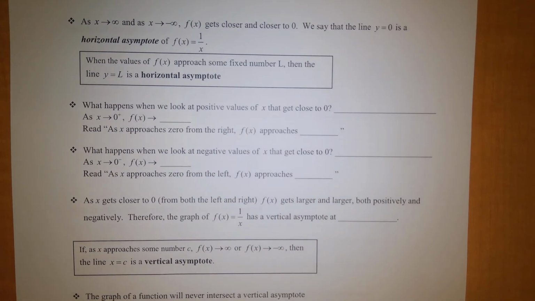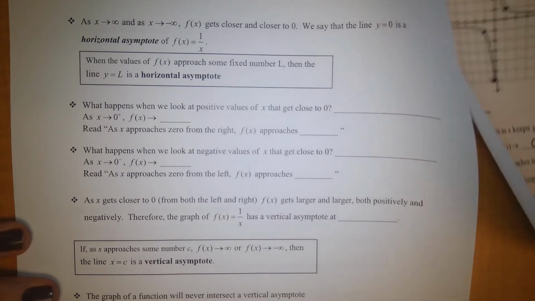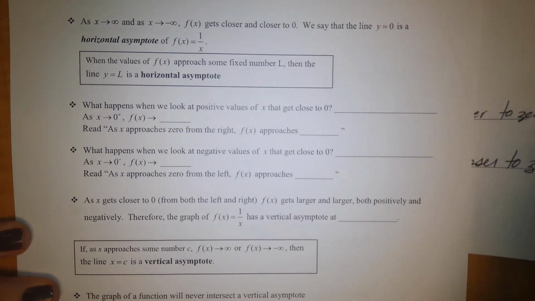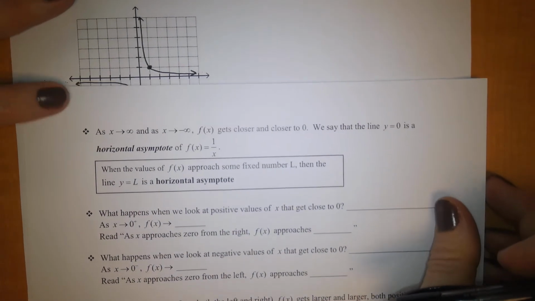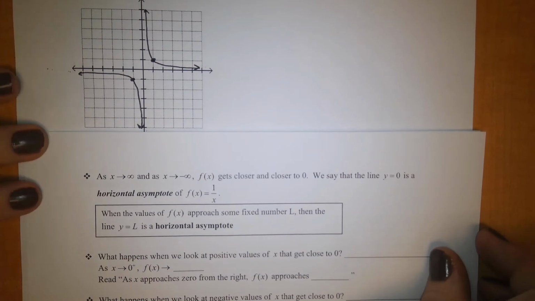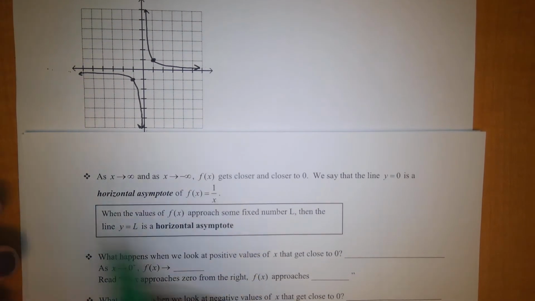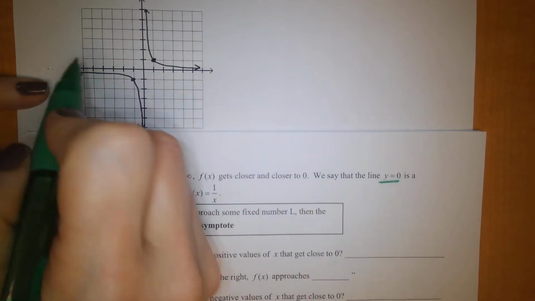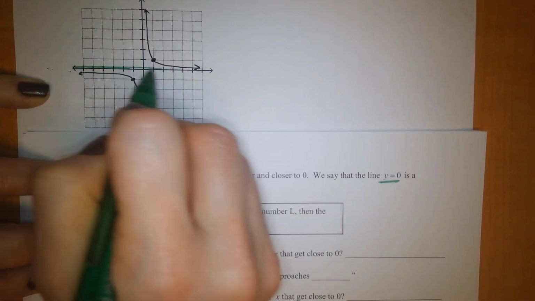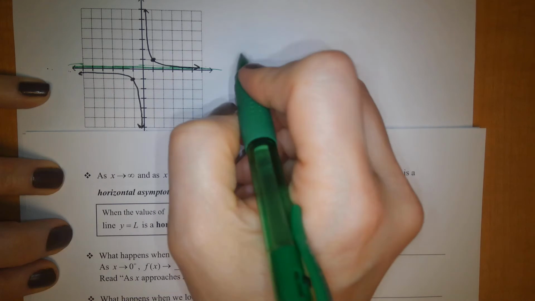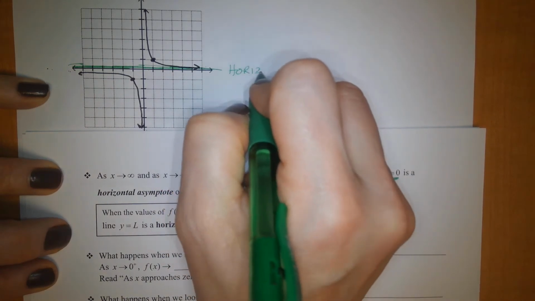So as x approaches infinity, and as x approaches negative infinity, f of x gets closer to 0. We say that the line y equals 0 is a horizontal asymptote. So looking at this graph right here, back at the graph that we just had, what that is saying is the line y equals 0, which is this line right here, is what we call a horizontal asymptote.